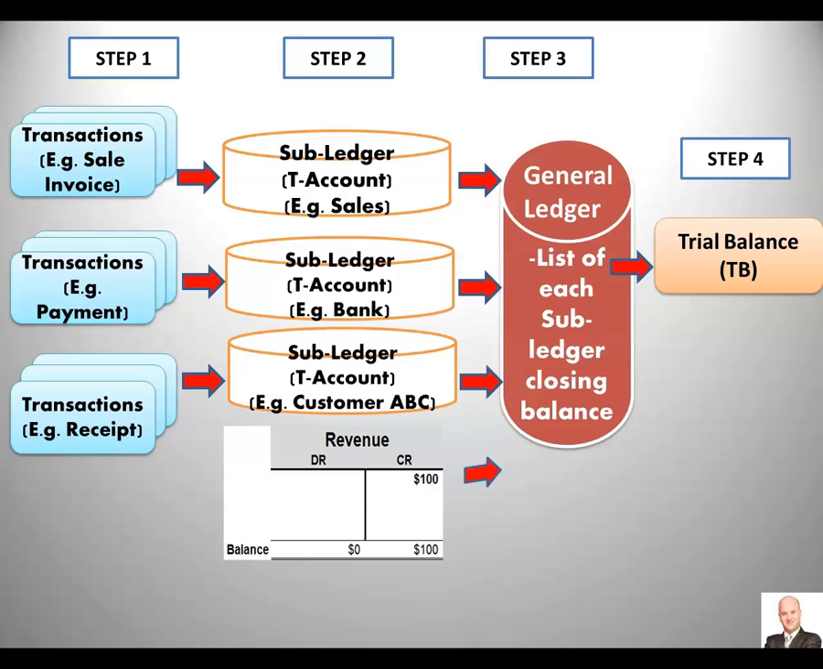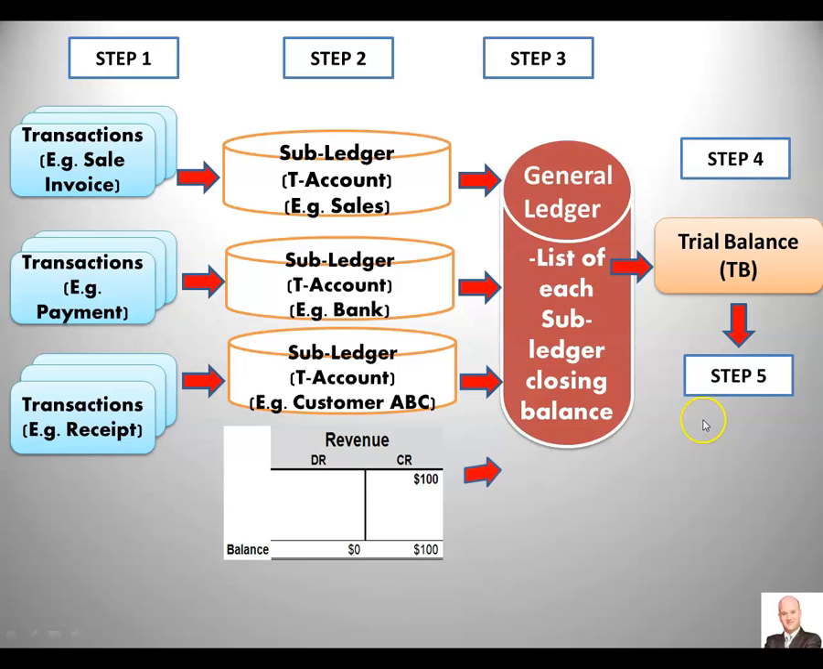As the name suggests, the trial balance will make sure that the total of all the debits equals the total of all the credits. So here in step 3, we had a list of closing balances, which will be both debit and credit. When we build up the trial balance, we make sure that the total of the debits equals the total of the credits, and that's the purpose of the trial balance.